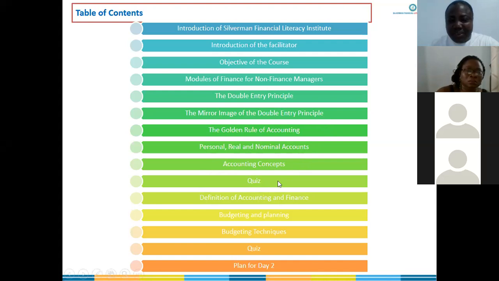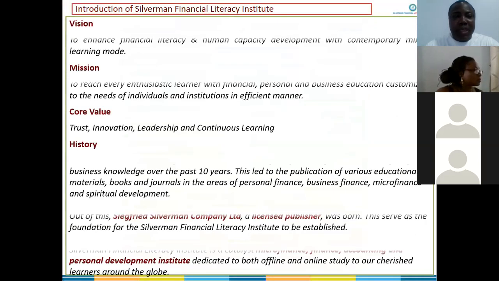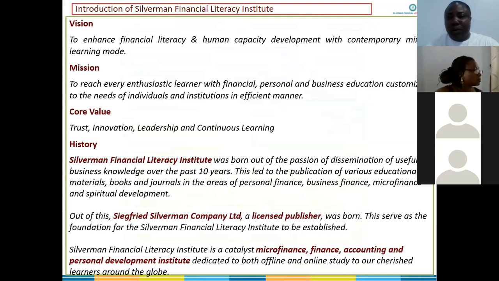Then we are going to take a quiz, that is a short test. Then we will continue with the definition of accounting and finance, budgeting and planning, and budgeting techniques. Then we will take the second quiz. Then we will look at the plan for day 2, which will be tomorrow. So this is the outline of our program for today. I will move straight to the slides, and then we will look at what we have on the slides.